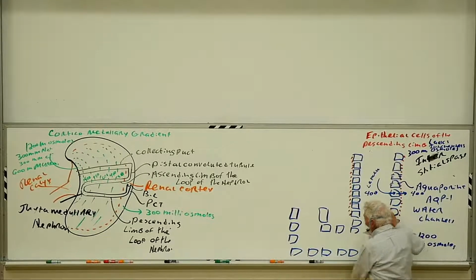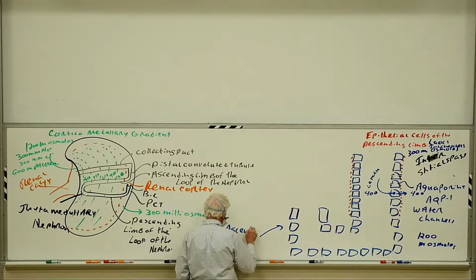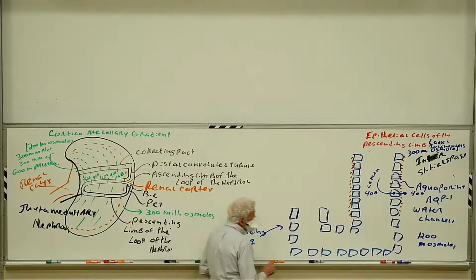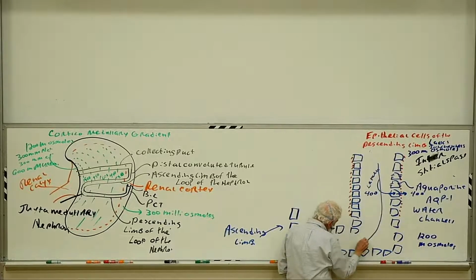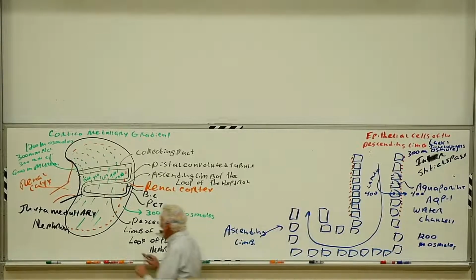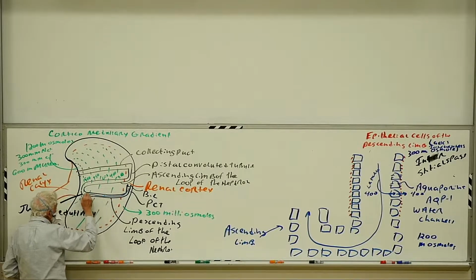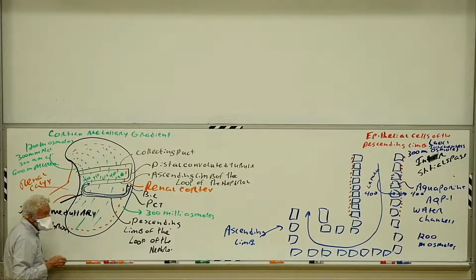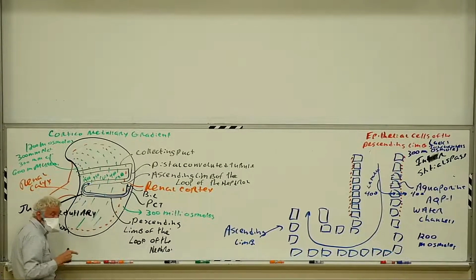So this is the descending limb. Over here, this is going to be the ascending limb. So the fluid flow here is from the descending limb around the hairpin turn, and now enters the ascending limb. So this is equivalent to what we see here. And the fluid flow is from the descending limb around the hairpin turn and into the ascending limb. All along the descending limb, the concentration of ions inside is in equilibrium with what's on the outside.